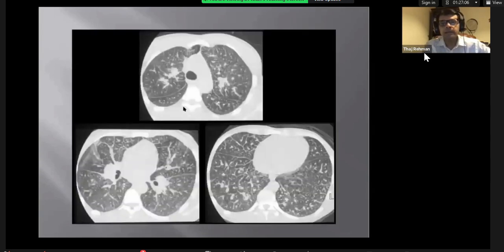So HRCT showing thickened septations everywhere. Those are the thickened walls of the secondary pulmonary lobule, and the thickening is a little bit nodular. Lymphangitis carcinomatosa. My colleague will be elaborating more on interstitial patterns in her chest advanced session later.